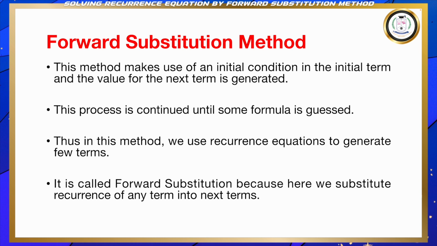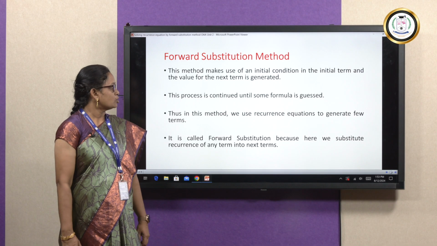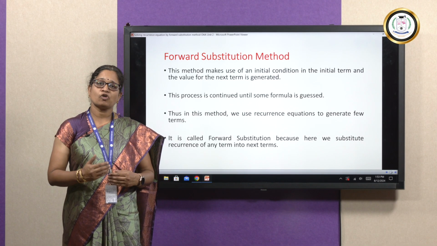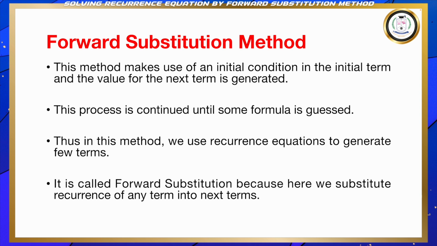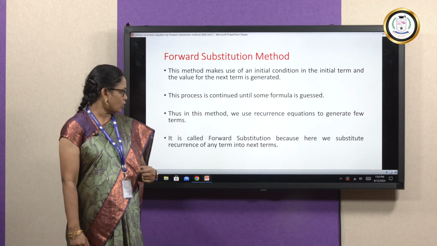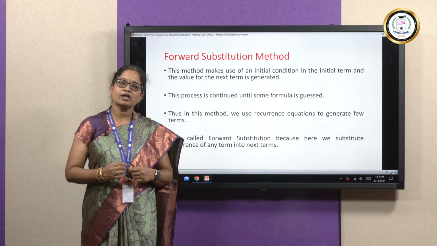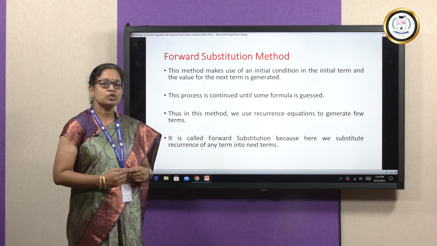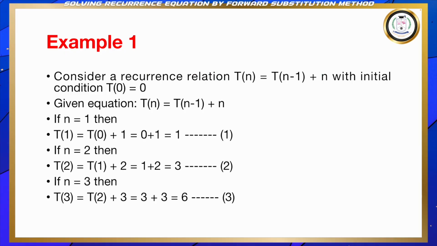This method makes use of an initial condition in the initial term and the value for the next term is generated. The process is continued until some formula is guessed. Thus in this method we use recurrence equations to generate a few terms. This is called the forward substitution method because here we substitute the recurrence of any term into the next terms. Let us solve an example recurrence equation now using forward substitution method.